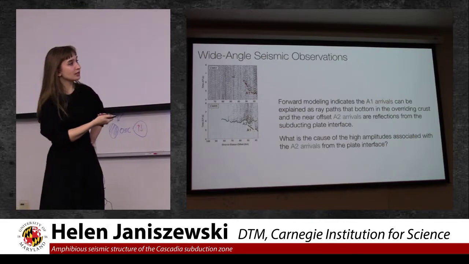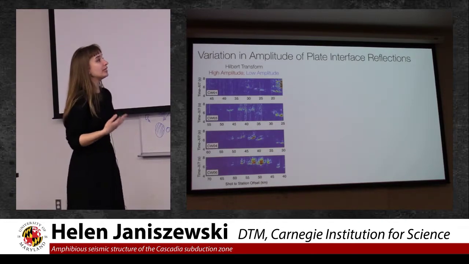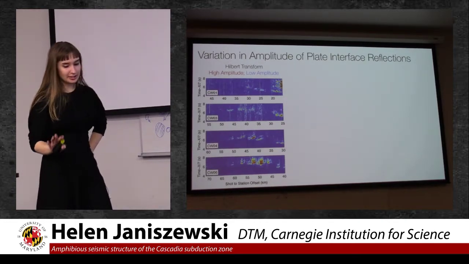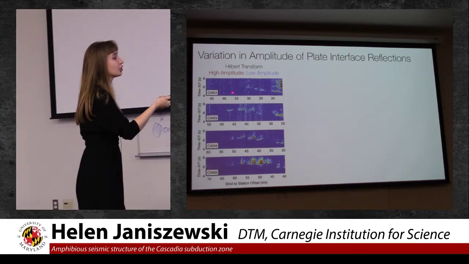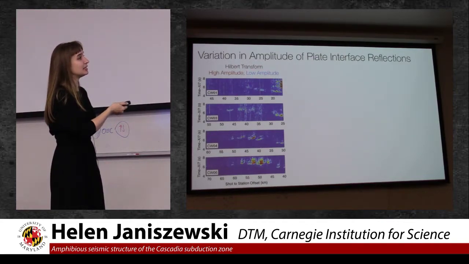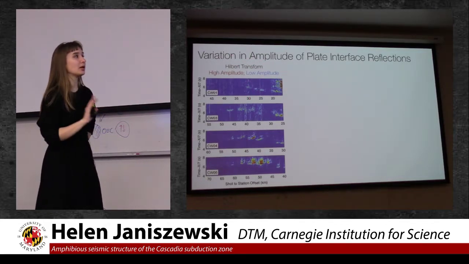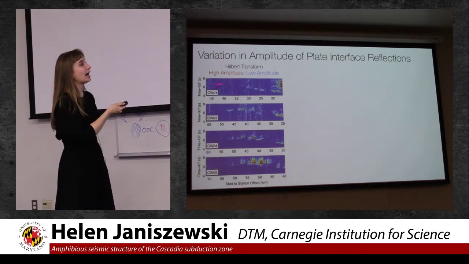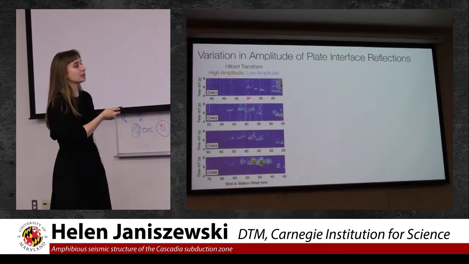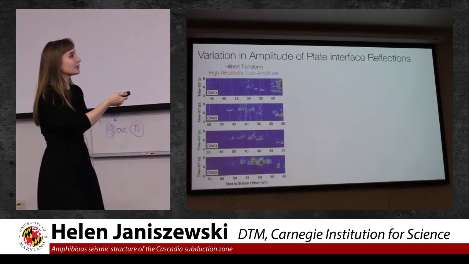So what is the cause of the high amplitude arrivals from the plate interface? We do some very, very simple estimates of relative amplitude. Here I'm just going to show you data from a couple of different stations. We've taken the Hilbert transform, which is basically just for visualization purposes for this figure. High amplitudes are in red, low amplitudes are in blue. I apologize if anyone's colorblind. I realize that this is a horrible figure, so I will fix it at some point.